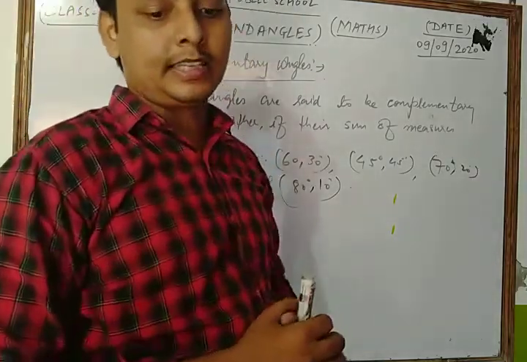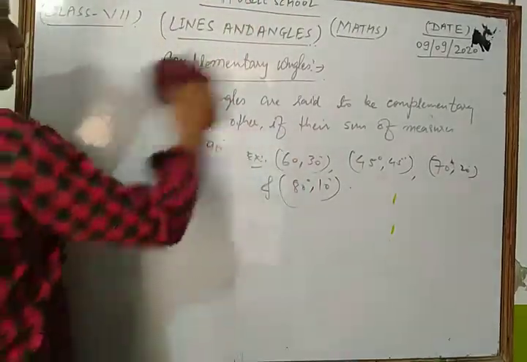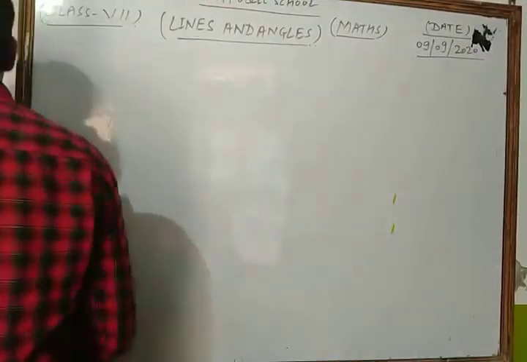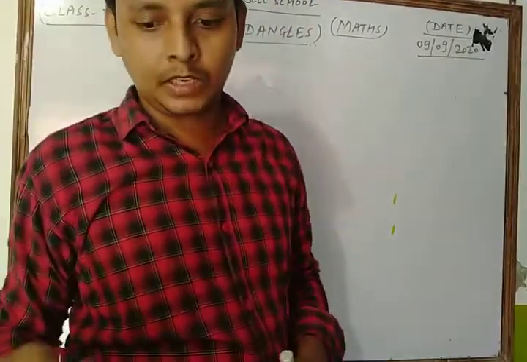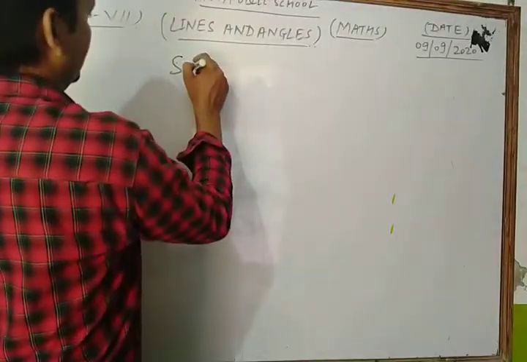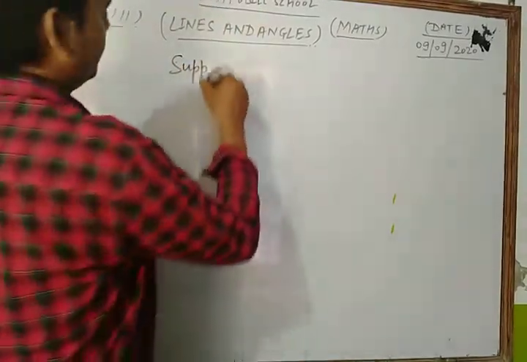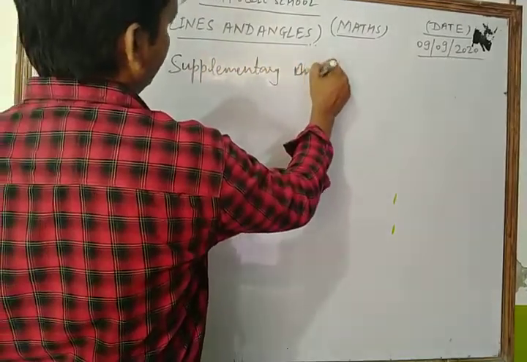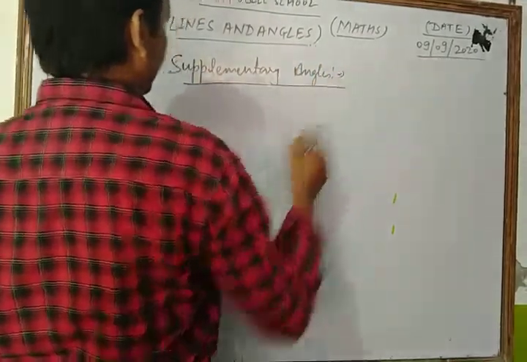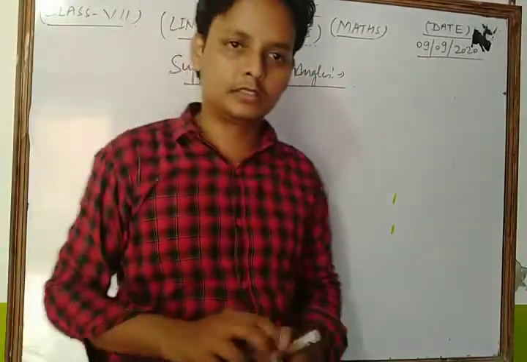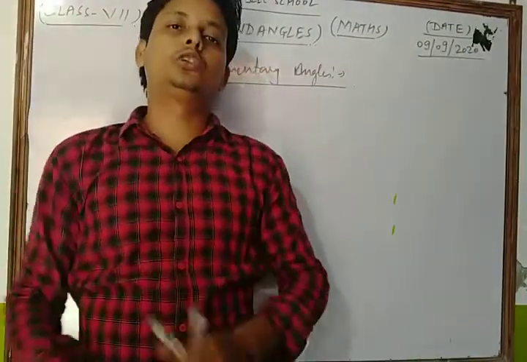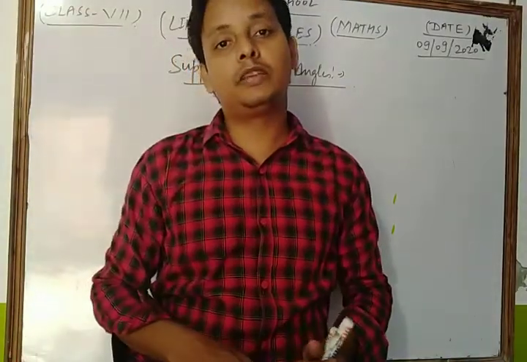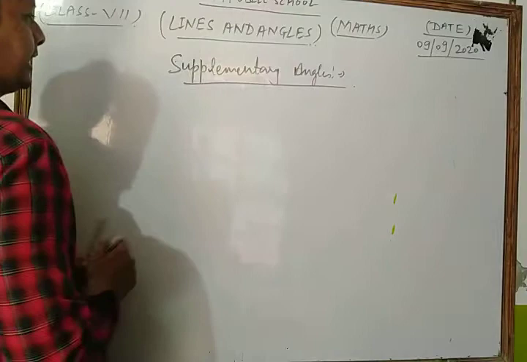Now let us take the next one, that is supplementary angles. Now we discuss the supplementary angles. Dear student, what is the concept of supplementary angles? You know that very well. Dear student, two angles are said to be supplementary to each other if their sum of measures is 180. Yes. So you write it in this way, dear students.